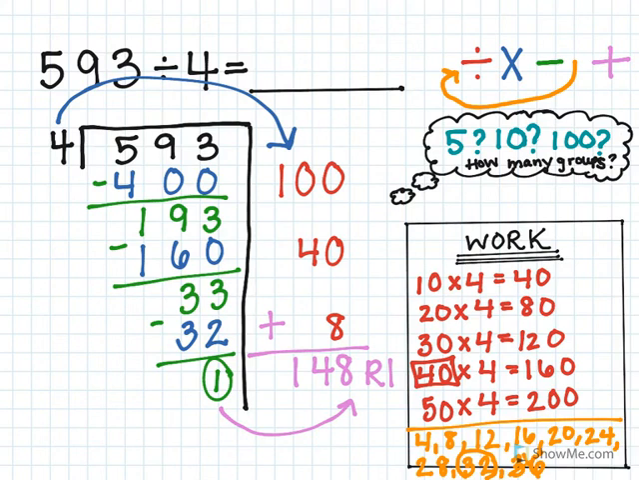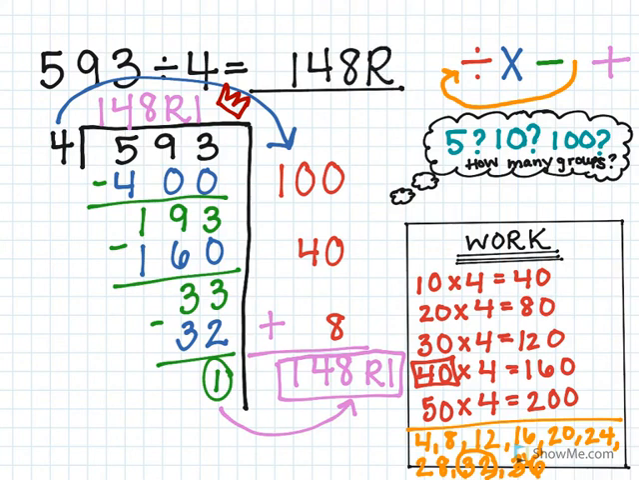And remember, this is our quotient, our queen quotient. And the queen always sits on top of her throne. So we're going to move our quotient to the top of the division bar. So we're going to write our quotient up here of 148, remainder 1. I like to draw a crown to remind me sometimes that this is where the queen, our queen quotient, will sit. So that means, friends, that our final answer is 148, remainder 1 to the problem 593 divided by 4.